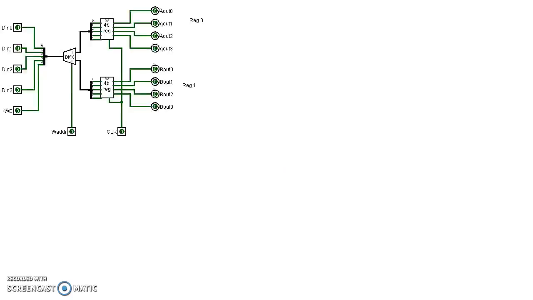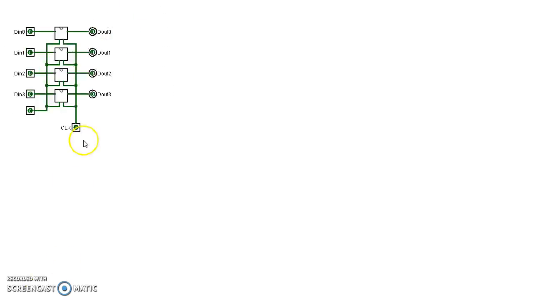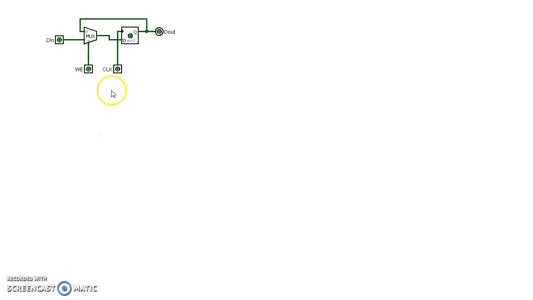Next we have the register file. This register file consists of a demultiplexer that determines which register the data is stored in, and 2 4-bit registers. Each of these 4-bit registers consists of 4 1-bit registers wired together to create our 4-bit register. And each of these 1-bit registers consists of a demultiplexer and a D flip-flop wired together like this.